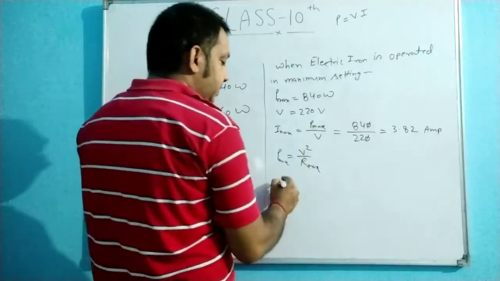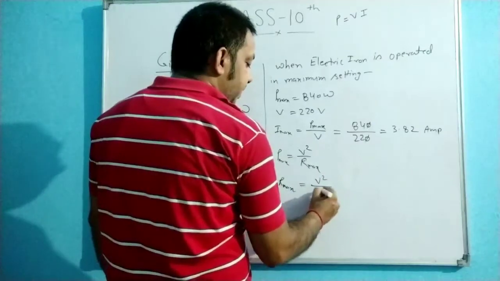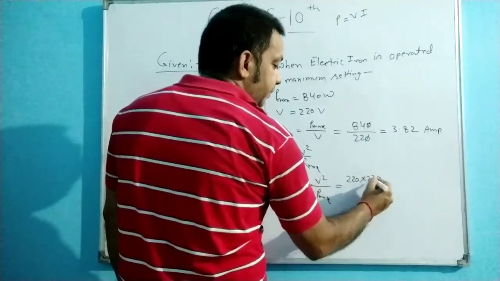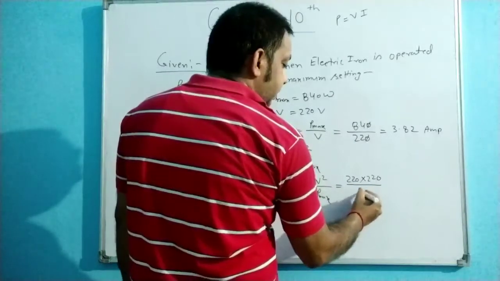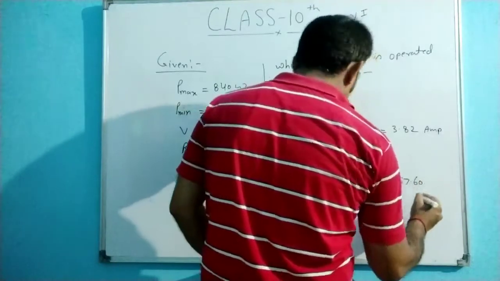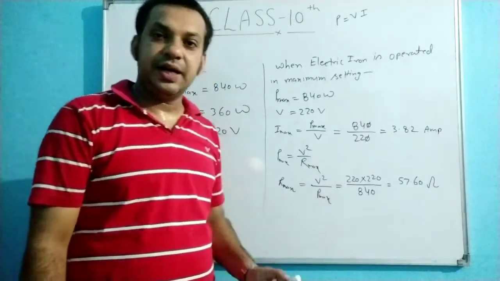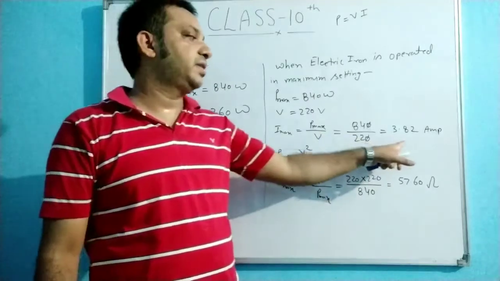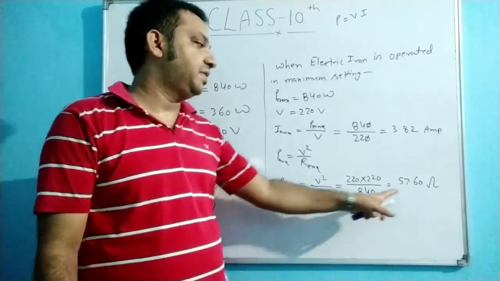So here P max is equal to V square upon R max because the V is constant. So R max is equal to V square divided by P max. V is 220 into 220 divided by the value of P max, which is 840. That gives 57.60 ohm. So this is the value of the resistance. When your electric iron is operating under the maximum setting, the current flowing is 3.82 ampere and the resistance offered is 57.60 ohm.